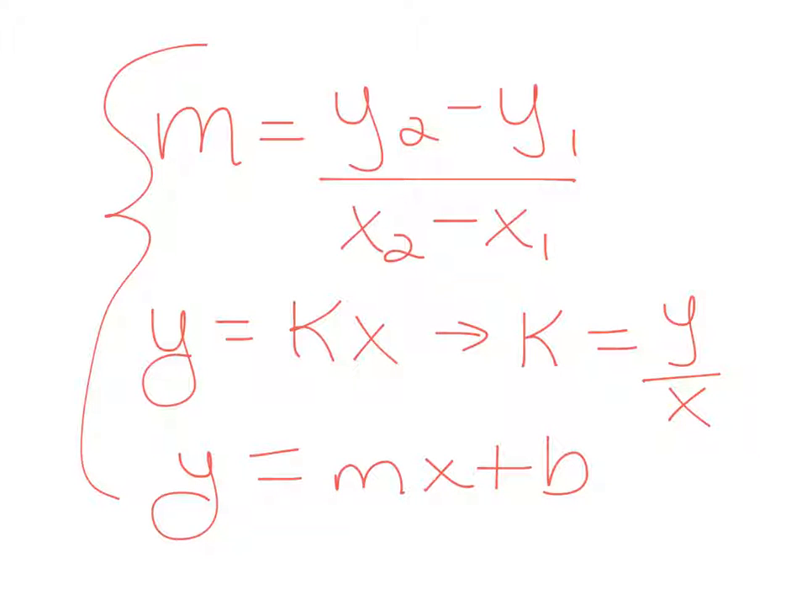So 4.4 was the slope formula, 4.5 was direct variation, and 4.6 was slope intercept. So you have the 3 study guides.